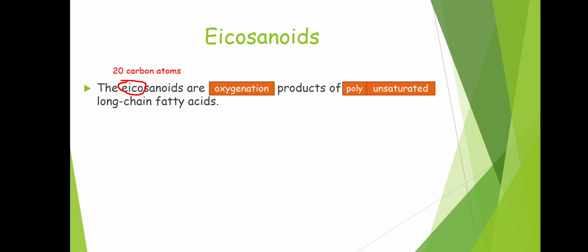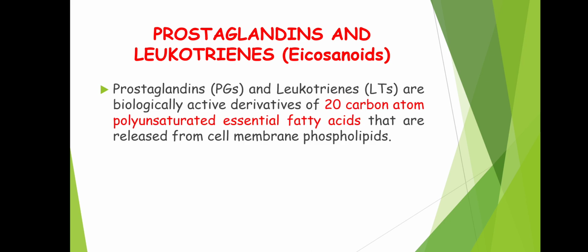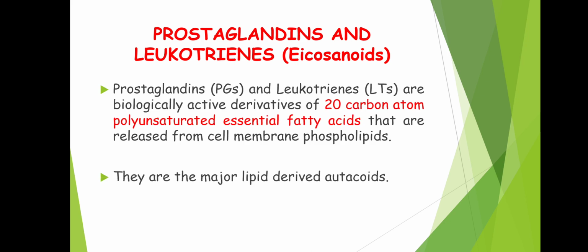Next, talking about two important examples of eicosanoids, that is prostaglandins and leukotrienes. Prostaglandins and leukotrienes are biologically active derivatives of 20 carbon atom polyunsaturated essential fatty acids that are released from cell membrane phospholipids. They are the major lipid derived autocoids.